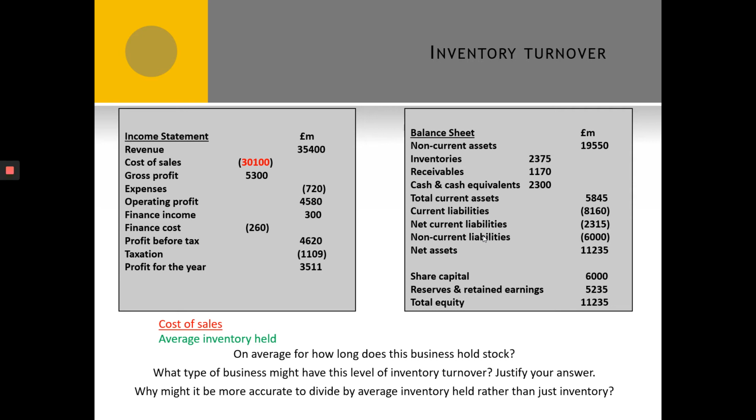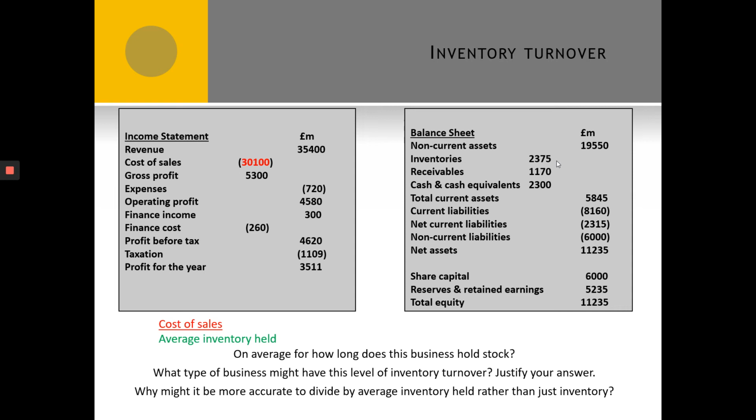Okay, so now we are looking at the information that we've got here on inventory turnover. Our cost of sales are 30,100 and our average inventory held is 2,375. What I would like you to do now is calculate the inventory turnover and tell me for how long the business holds stock. And then tell me what kind of business may have this level of inventory turnover.